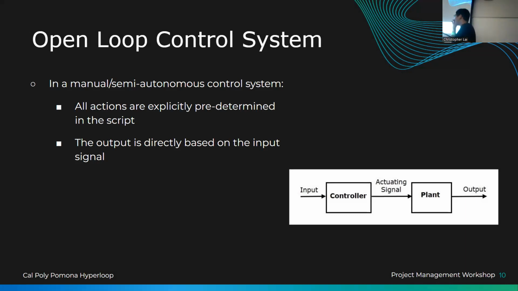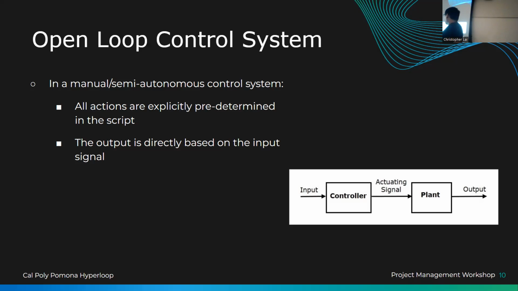What I mean by this is all actions are going to be mapped from the controller to the car. We're not going to have any way of the car thinking of what to do on its own. Everything is just predetermined. The output is directly based on the input signal. So this flowchart on the bottom right here showcases what it looks like. This is just a generic one, in which the plant is the thing being controlled. So if I'm controlling the robotic arm with an Arduino, then the robotic arm is going to be the plant.